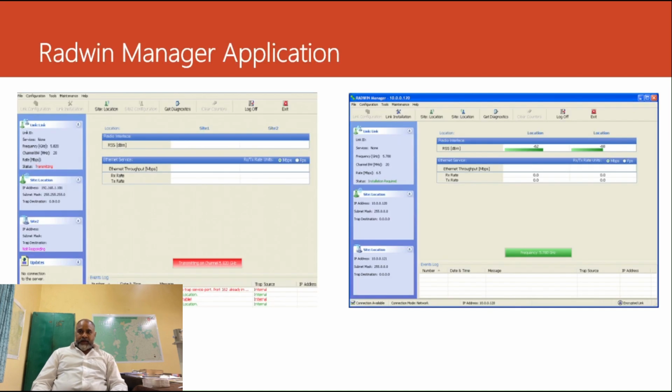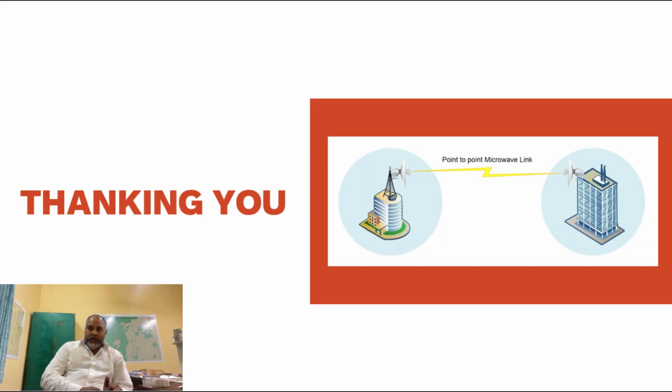Now let's come to the software part, which is the Radwin Manager application. The Radwin Manager application provides comprehensive management tools to plan, install, configure, maintain and monitor a Radwin link via a single IP. The SNMP-based Radwin Manager can be simply integrated with any NMS system. About the Radwin Manager application, we will talk more in our third video lecture, wherein we will cover this application comprehensively.